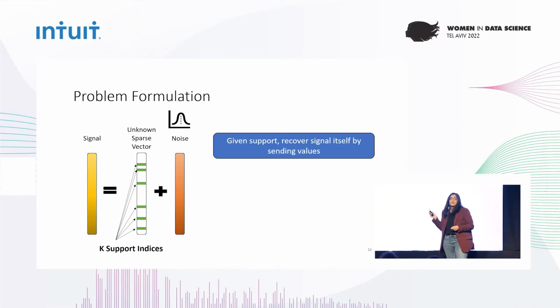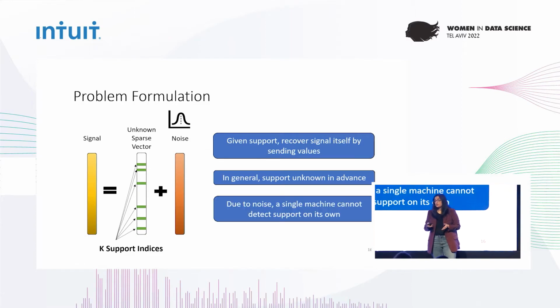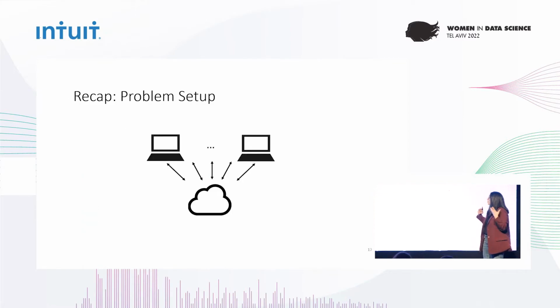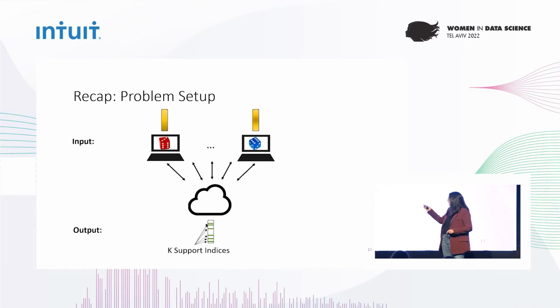Given the support, we can recover the signal itself if we were to send the values. So if we knew it, we would just say to each of the machines, just send me the values on the support. But in general, the support is unknown in advance. Due to noise, each machine can't find the support on its own because it sees values all over the vector. So to conclude what we want to do: each machine gets the same sparse vector, but a different realization of the noise, so it sees a different sample. Our output is going to be the K support indices, the K locations where the vector is not zero.